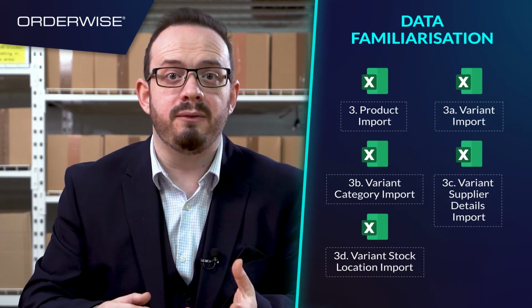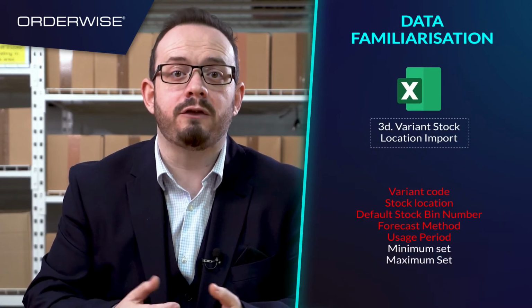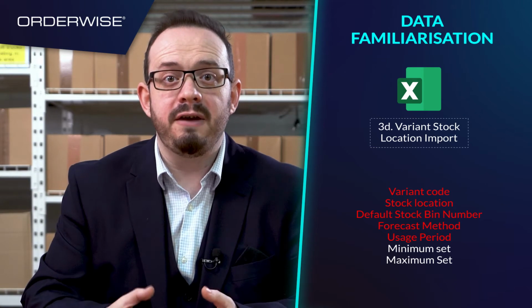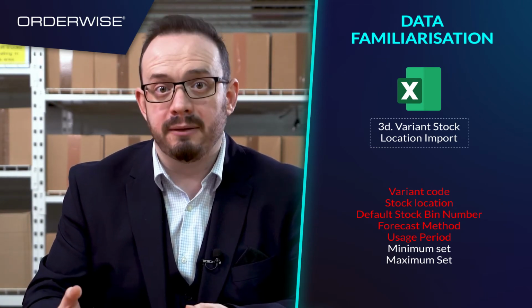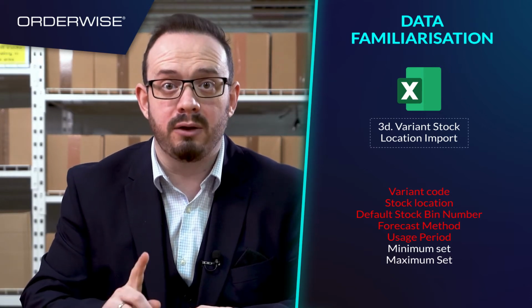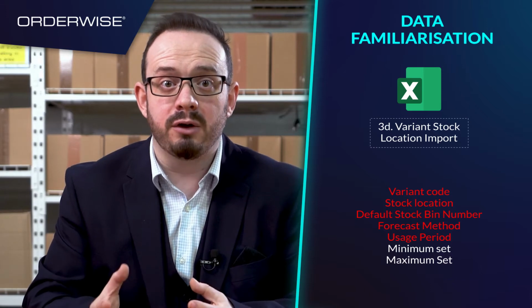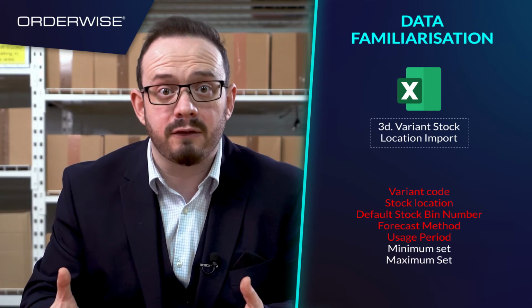Now we need to provide some information about storing your stock item. If we take a look at the variant stock location import, you'll see this lets us tell OrderWise which warehouse we want to stock these items in. If you only have the one warehouse, you'll only need the one record. But if you're a multi-site organization, this lets you stock items in several warehouses or retail sites.